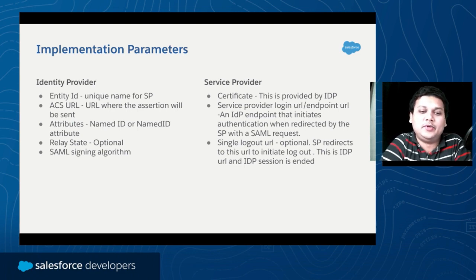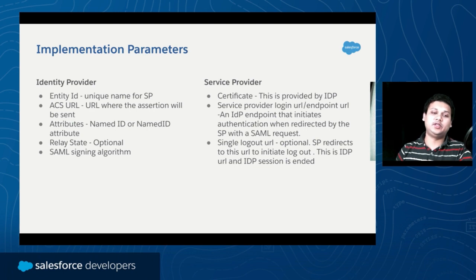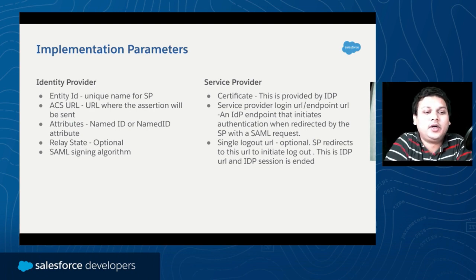And then there will be attributes, and the attribute will be the name ID or name ID attribute. And we'll take a look at what these are in a short while. And then we will have relay state, which will be optional. That is where you want your users to land once the authentication completes. So that also you can configure. And then, optionally, to make your SAML request more secure, you can have a signing algorithm to secure your SAML.